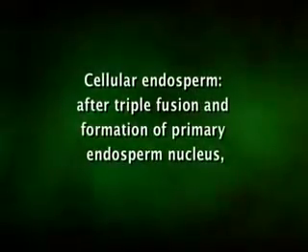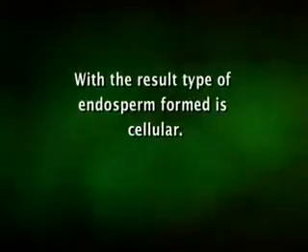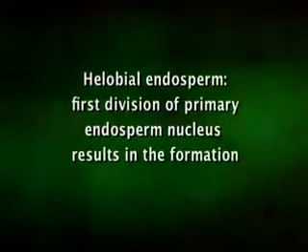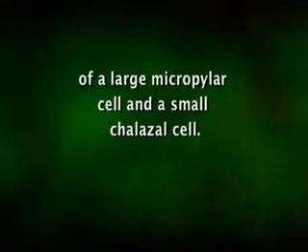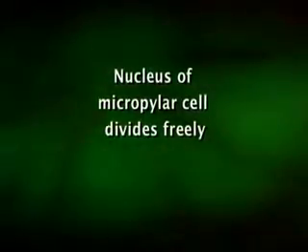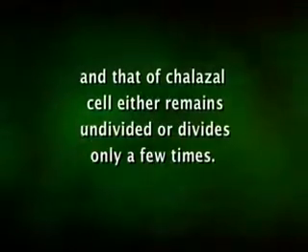In cellular endosperm, after triple fusion and formation of the primary endosperm nucleus, nuclear divisions are followed by wall formation. With the result, the type of endosperm formed is cellular. In helobial endosperm, the first division of the primary endosperm nucleus results in the formation of a large micropylar cell and a small chalazal cell. The nucleus of the micropylar cell divides freely, and that of the chalazal cell either remains undivided or divides only a few times. The chalazal cell is also called a basal apparatus.